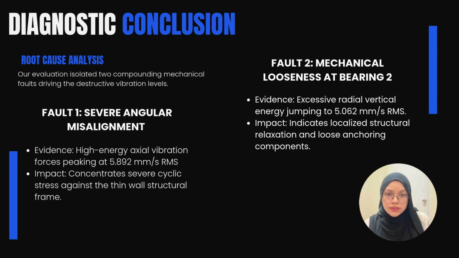The second fault is mechanical looseness at bearing 2. This is proven by the excessive vertical vibration peak of 5.062 mm per second RMS, which tells us that the structural foundation or anchoring components have relaxed and loosened up.